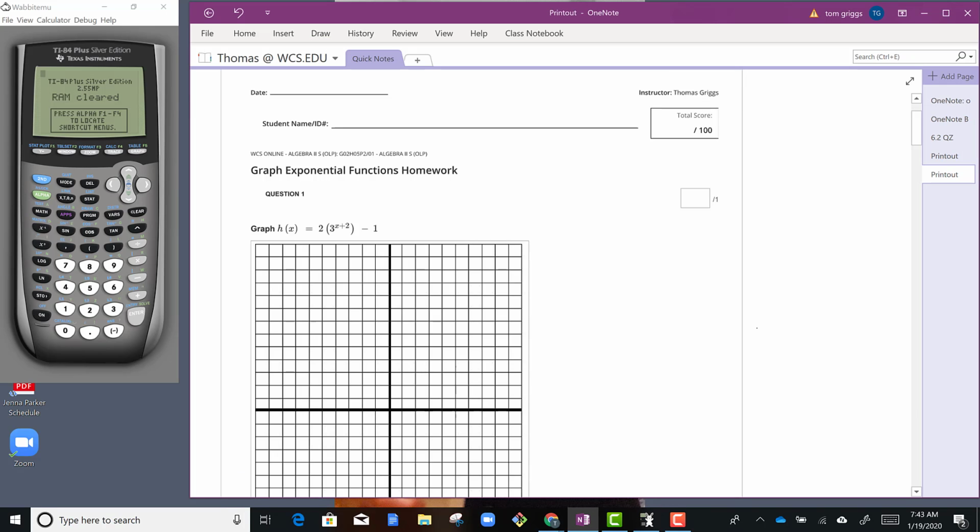All right, so number one, I'm going to graph this function, which is a transformation of this parent function. So you should know your shift rules, and our shift rules in this case, we've got a -1 on the outside, so that shifts this parent function down 1. The +2 on the inside of the exponent is going to shift us left 2.